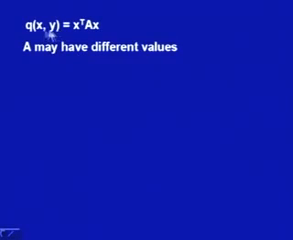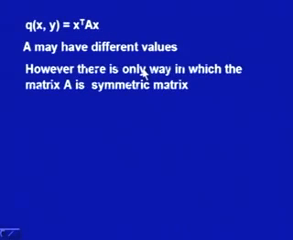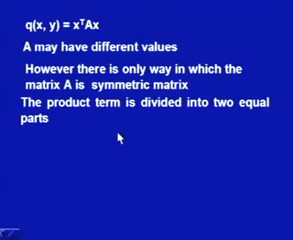So this q(x, y) can be written in many different ways as x transpose Ax, and A may have different values. However, there is only one way in which the matrix A is a symmetric matrix. So if we want to write down a matrix which is symmetric, then we can have only one possible way to represent this quadratic as this matrix. So let us see how we do this.